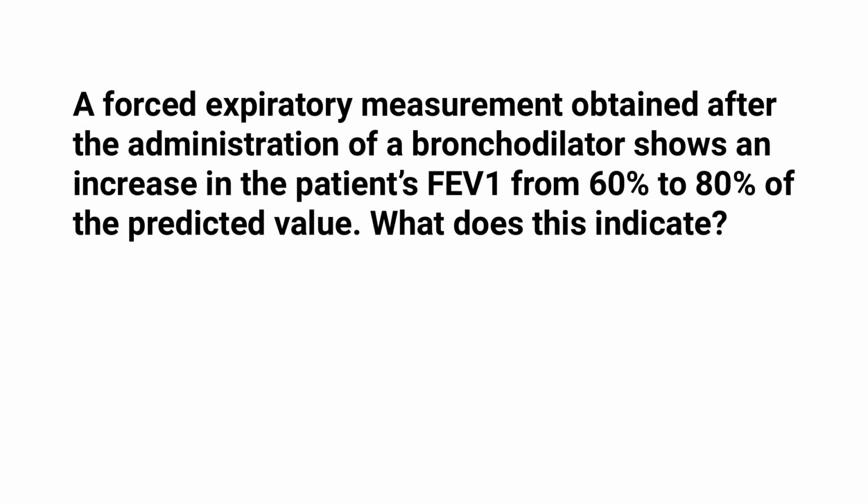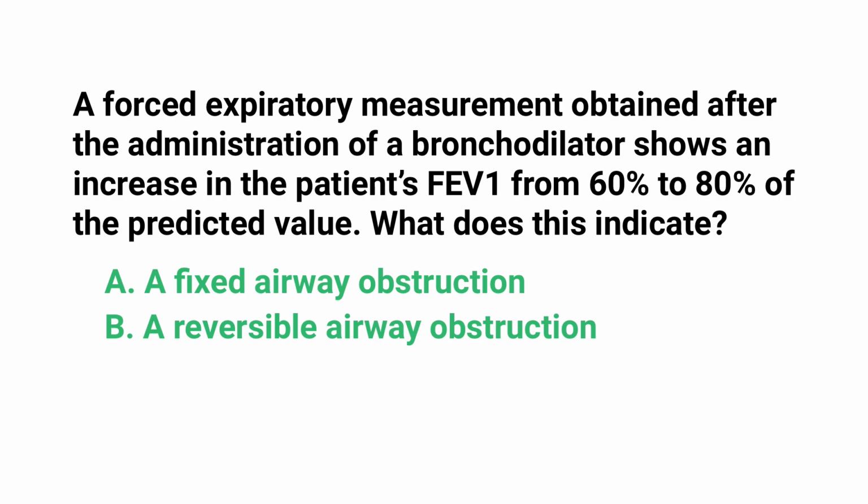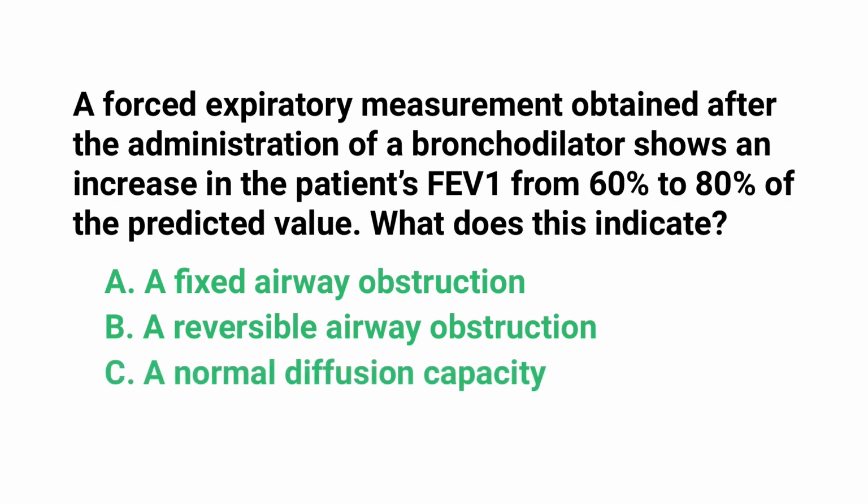A forced expiratory measurement obtained after the administration of a bronchodilator shows an increase in the patient's FEV1 from 60% to 80% of the predicted value. What does this indicate? Is it A, a fixed airway obstruction, B, a reversible airway obstruction, C, a normal diffusion capacity, or D, a restrictive process?